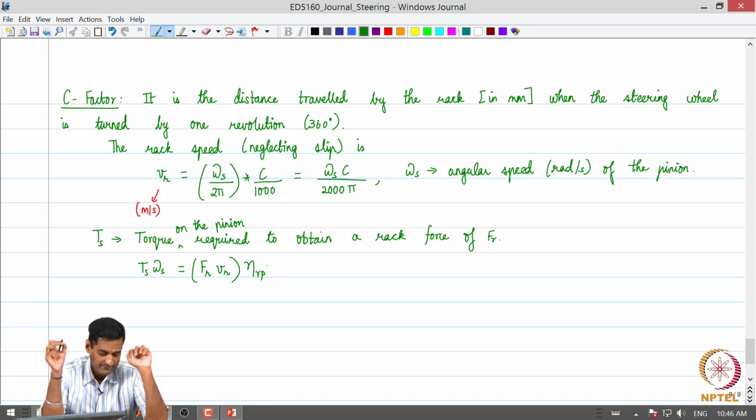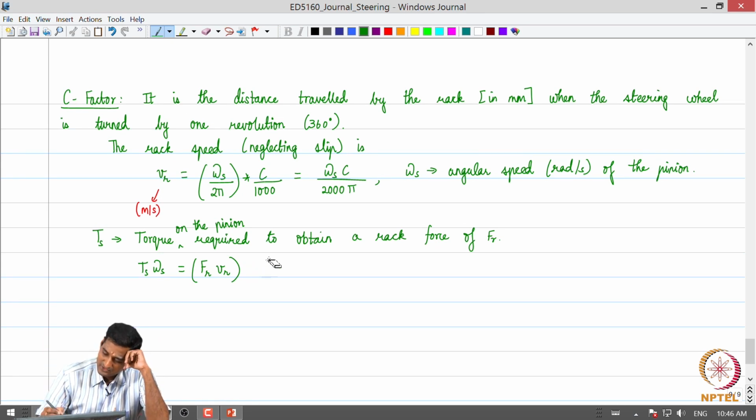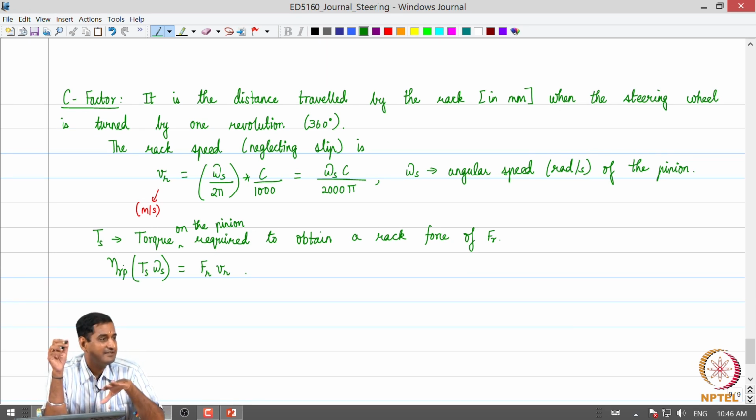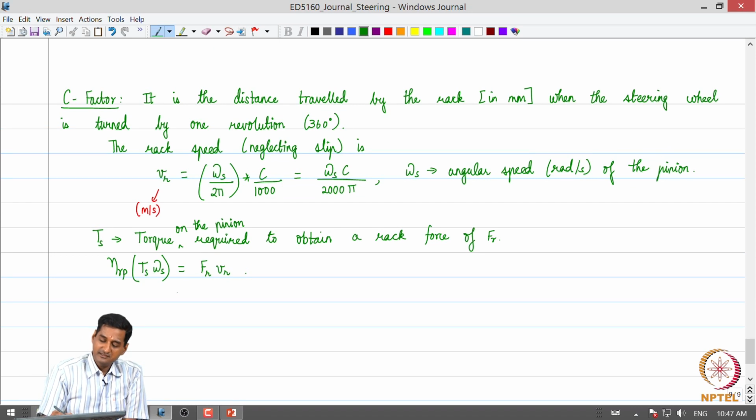an efficiency. So, essentially this is the output. So, the input multiplied by the efficiency will give me the output. So, the input term is Ts times omega s, that multiplied by the efficiency of the rack and pinion gear will give me the output power, which is Fr times Vr. So, then this implies that the torque required on the pinion is going to be Fr times Vr divided by eta Rp omega s.